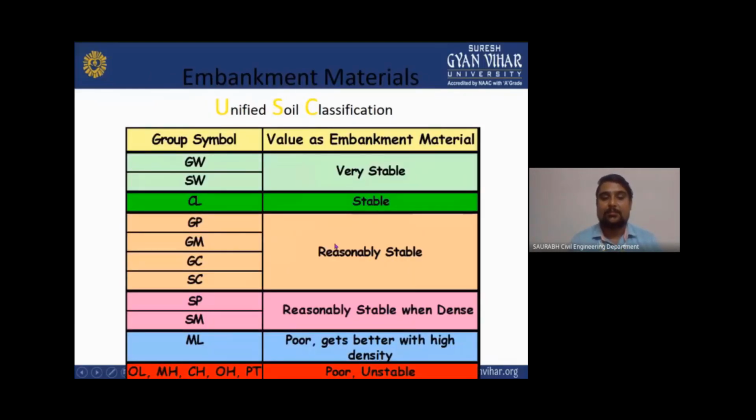And we will see the embankment material. Which soil will be good for an embankment, like an embankment of a wall or an embankment of a dam? You can see GW, SW will be very stable, CL will be stable, but not like GW and SW. GP, GM, GC and SC are reasonably stable. It will not be as good as the CL. SP, SM are reasonably stable when dense. ML is poor, gets better when high density, and OL, MH, CH, OH, PT are unstable and poor, and you cannot use this soil for embankment preparation.